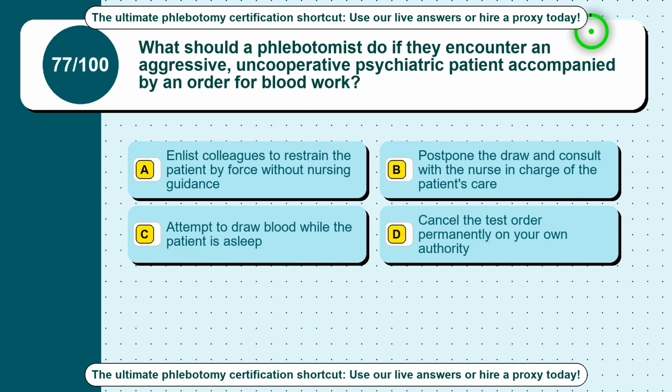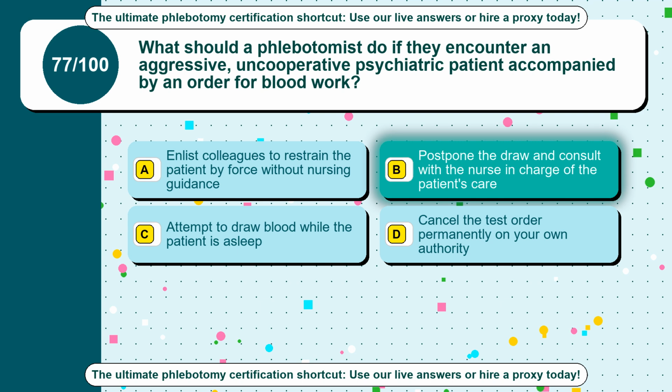Question 77. What should a phlebotomist do if they encounter an aggressive, uncooperative psychiatric patient accompanied by an order for blood work? Option A, enlist colleagues to restrain the patient by force without nursing guidance. Option B, postpone the draw and consult with the nurse in charge of the patient's care. Option C, attempt to draw blood while the patient is asleep. Option D, cancel the test order permanently on your own authority.